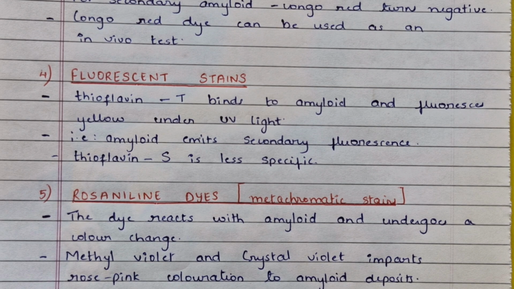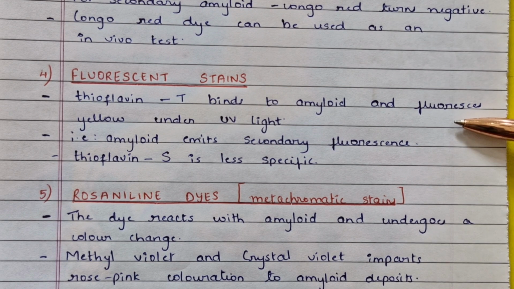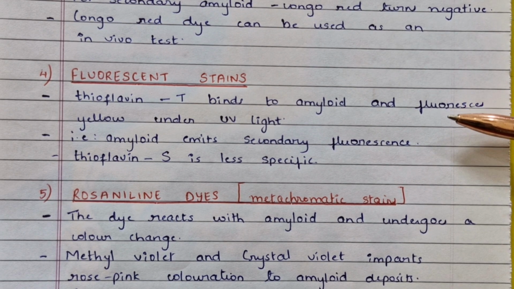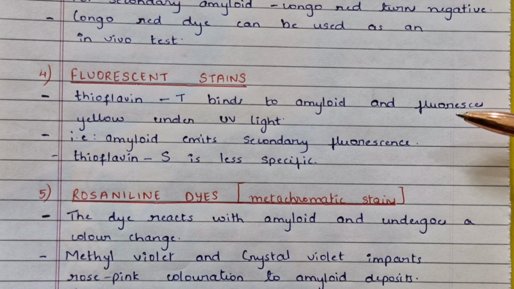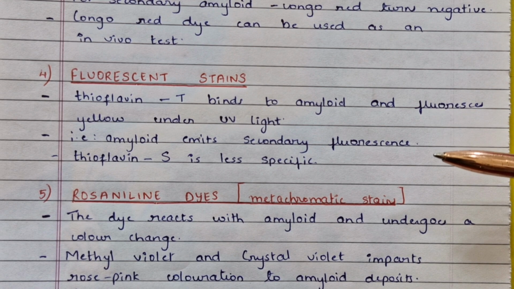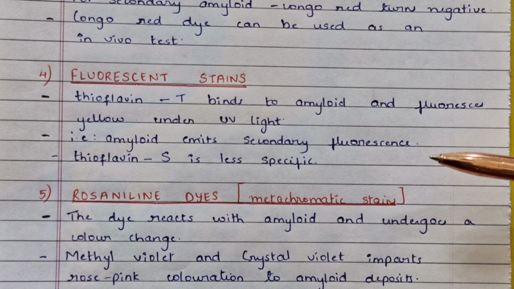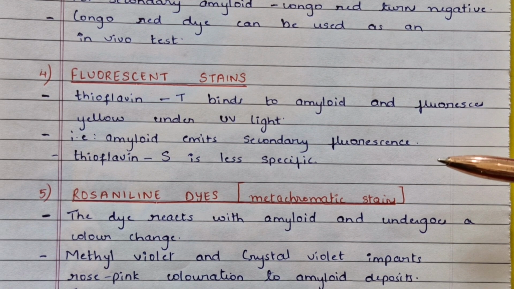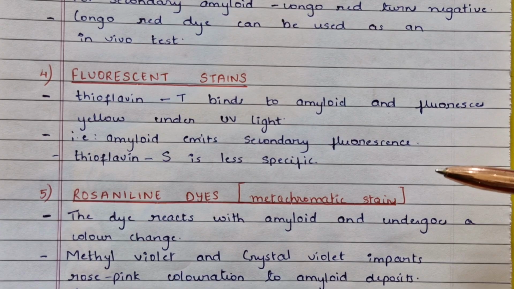The fourth one is fluorescent stains. Thioflavin T binds to amyloid and fluoresces yellow under ultraviolet light. That is, amyloid emits secondary fluorescence. Thioflavin S is less specific.